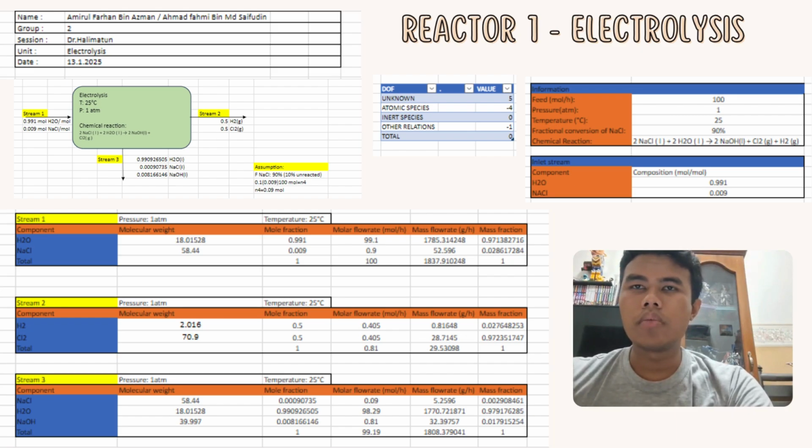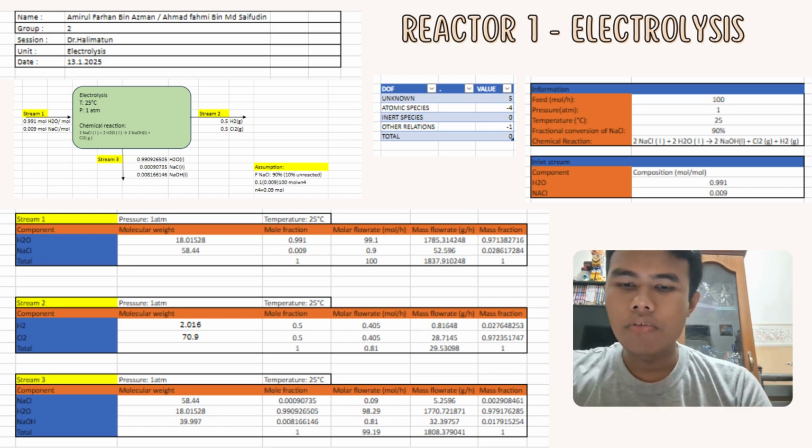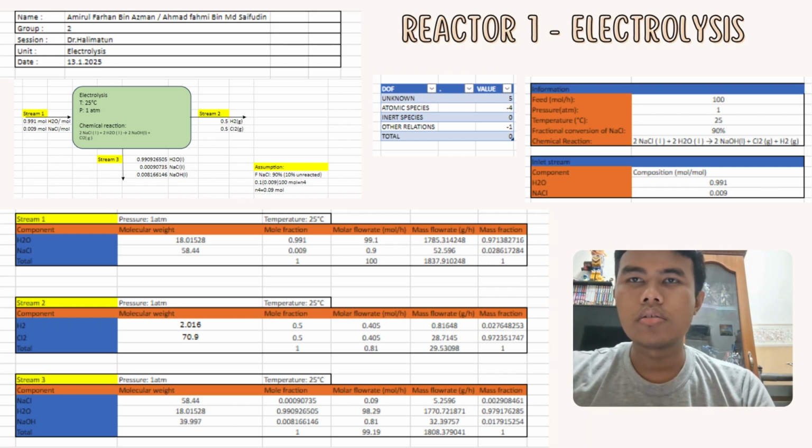Alright, so now I will be explaining about the reactor. As for the unit process for the reactor, we use electrolysis. As for the information of the inlet stream, we have the feed, which is 100 mol per hour, at a pressure of 1 atm and a temperature of 25 degrees Celsius. We also have the fractional conversion of sodium chloride, which is 90%. The chemical reaction that occurs in this unit is sodium chloride reacting with water to produce sodium hydroxide, hydrogen gas, and chlorine gas.